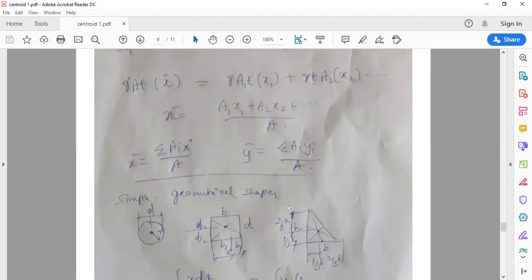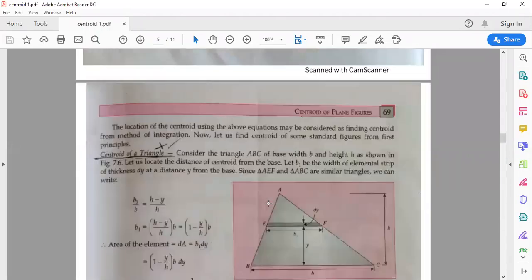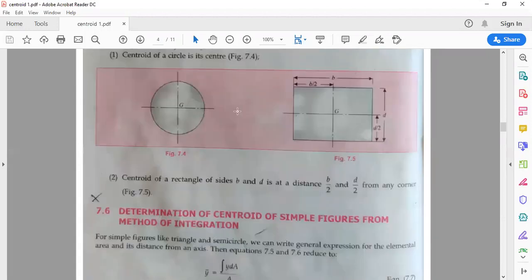We can derive it from first principles. We can locate this centroid from first principles by integrating, so that we'll have to see. For a triangle, we will see how to arrive at 1/3 of base or 1/3 of height. For a semicircle, it will be different. For a quadrant, it will be different. So we can derive it and see. Here the simple derivations are given. The derivations are also important.